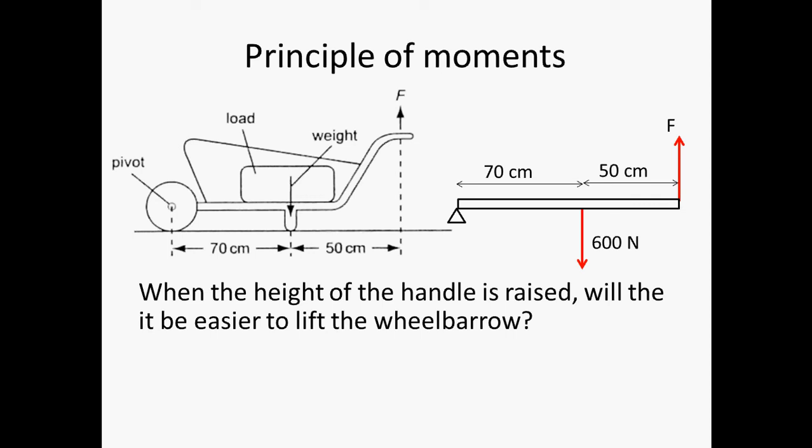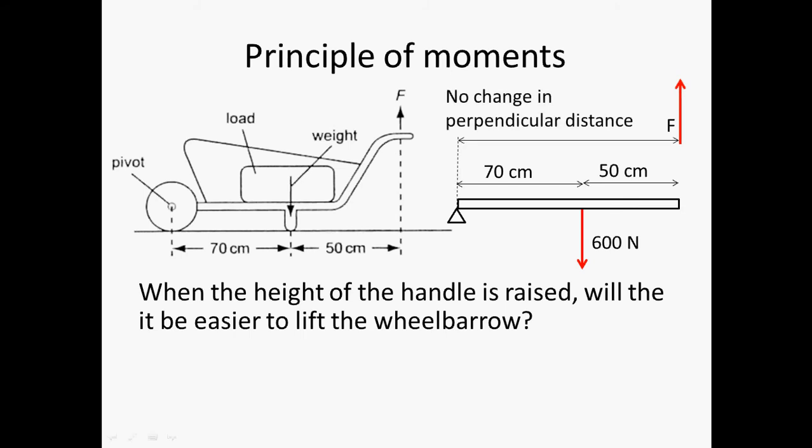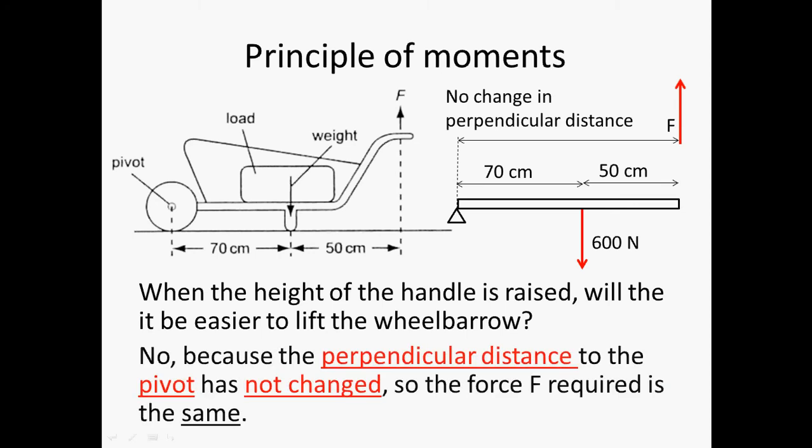The answer should be there is no difference, because if you lift the force up, the perpendicular distance of the force from the pivot is not changed. Even if you lift it up, the perpendicular distance remains 120. So the answer is no, because the perpendicular distance to the pivot has not changed, so the force F required is the same, right? So that is the answer.